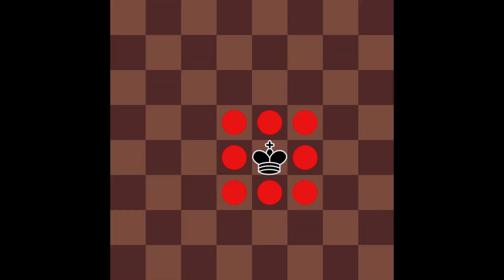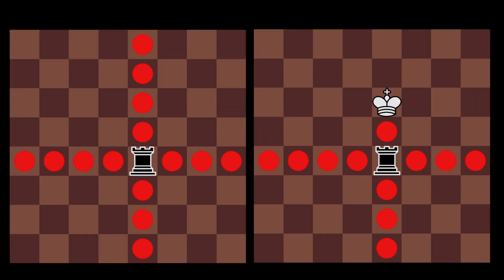The king is the easiest. They can move any adjacent piece around them, including corners. The rook can move up, down, left, or right. They can only pick one of those directions to move in for their turn, and continue going that direction until a piece is blocking their way.